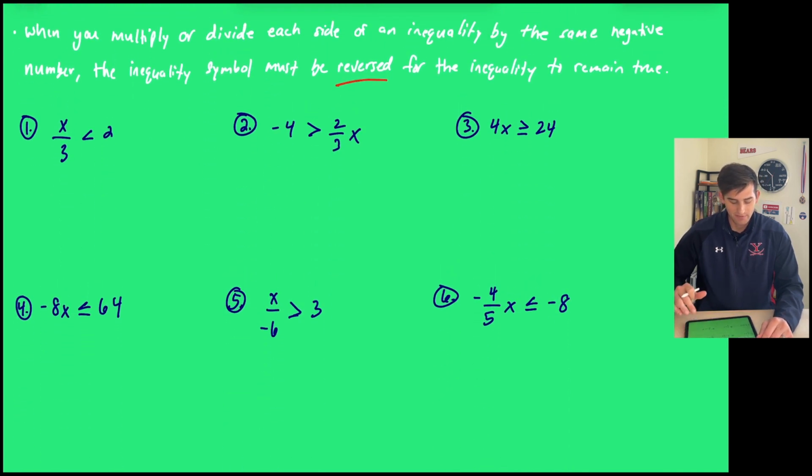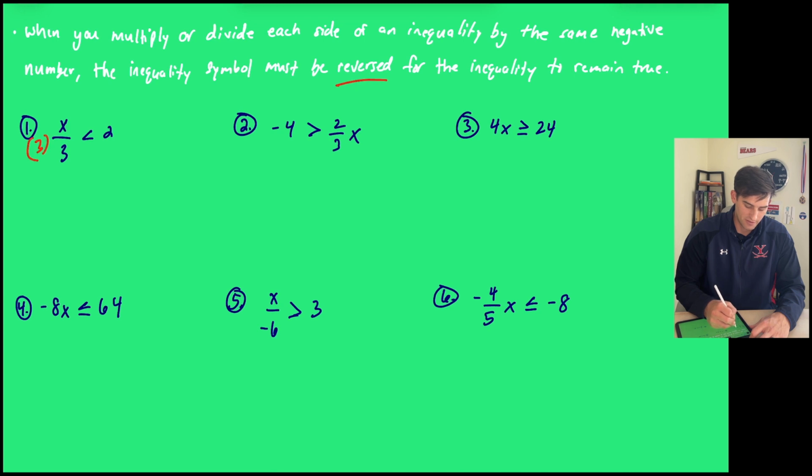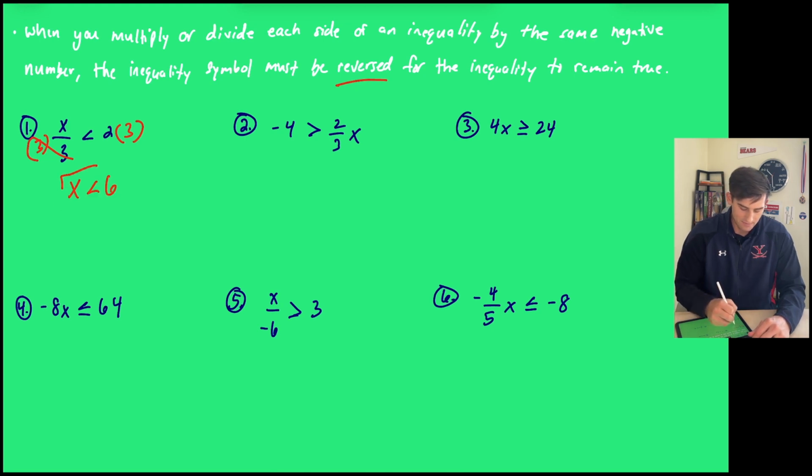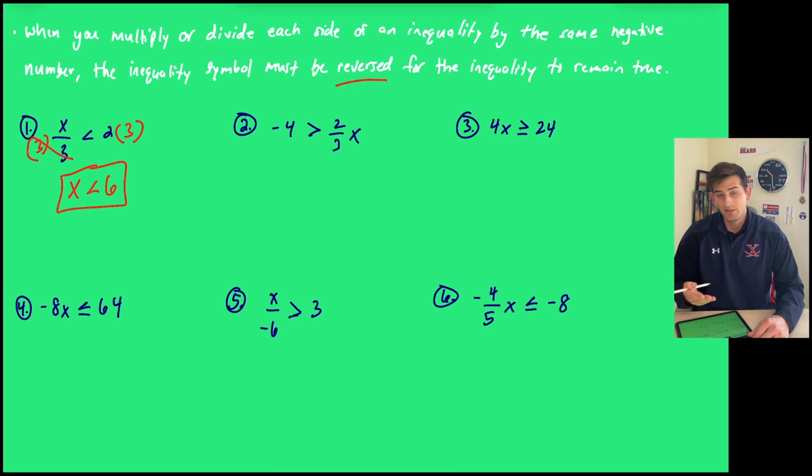Number 1, we have x divided by 3 is less than 2. So to isolate the variable there, we can do the opposite of divide by 3, which would be multiply by 3. So we're going to multiply both sides by 3. That'll get rid of the divide by 3 on the left side. And that gives us x is less than 6. Okay, we multiplied by positive 3, so we can keep the sign as less than.